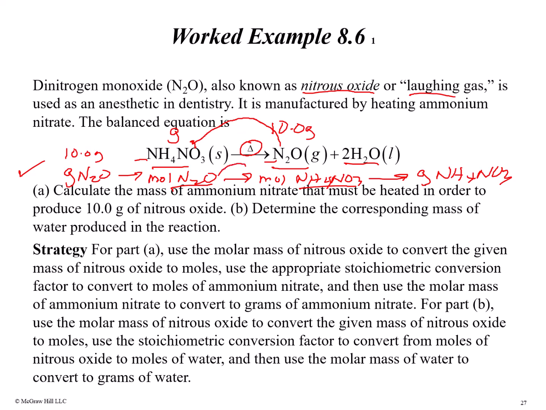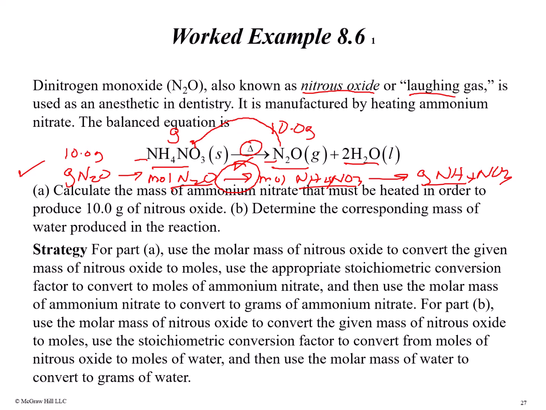And then once I get moles of ammonium nitrate, yeah, I can convert that to grams using the molar mass of ammonium nitrate. So I think everybody gets really automatic about grams to moles and moles to grams using molar mass. So the new thing really is this mole to mole ratio. And again, where does the mole to mole ratio come from? It comes from your balanced chemical equation.